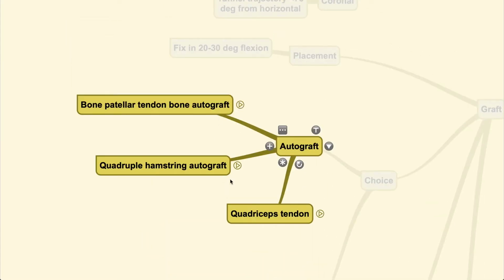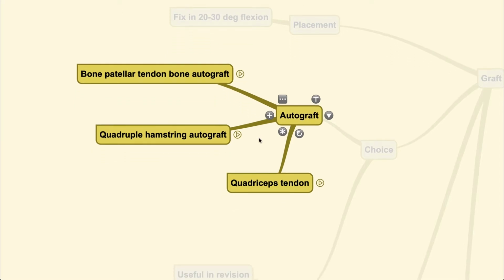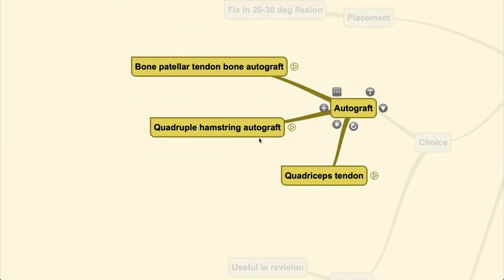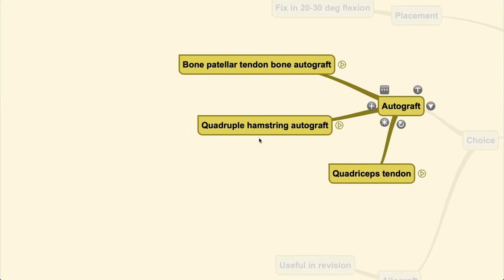For the autograft, there are several options available, such as the popular BPTB, also known as the bone patellar tendon bone autograft, or the quadruple hamstring autograft, or even the quadriceps tendon. There are actually other sorts of autograft that could be used, such as those harvested from the peroneals, but let's stick to the basics first.